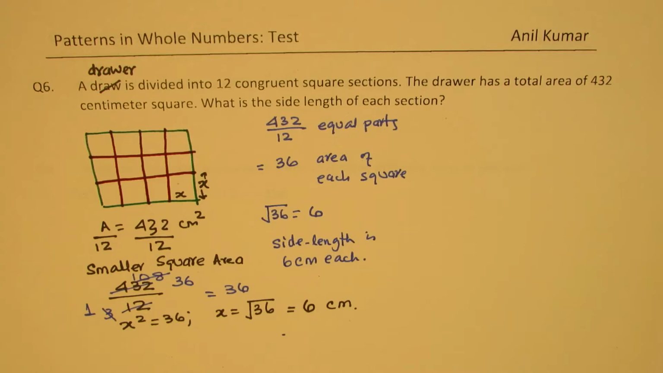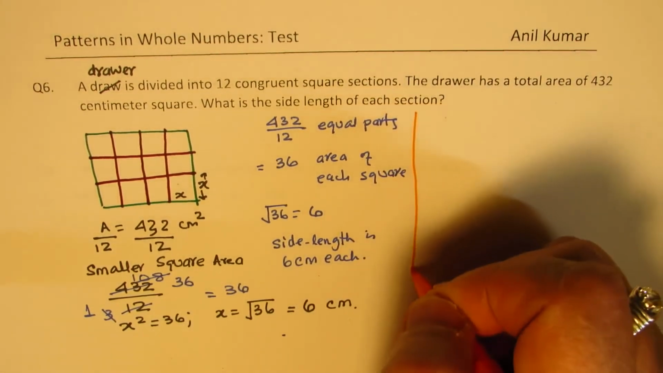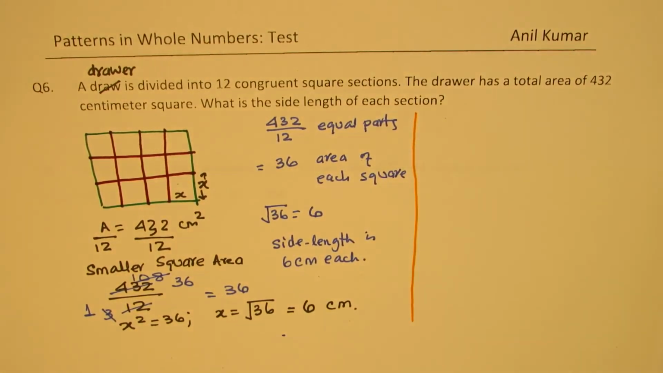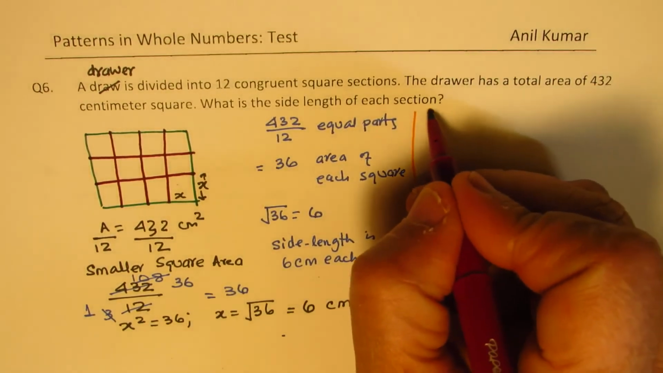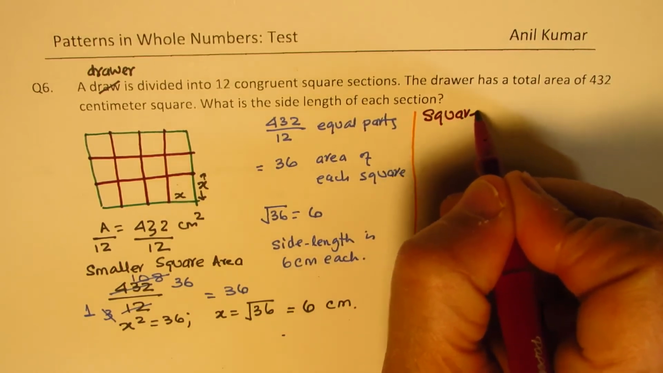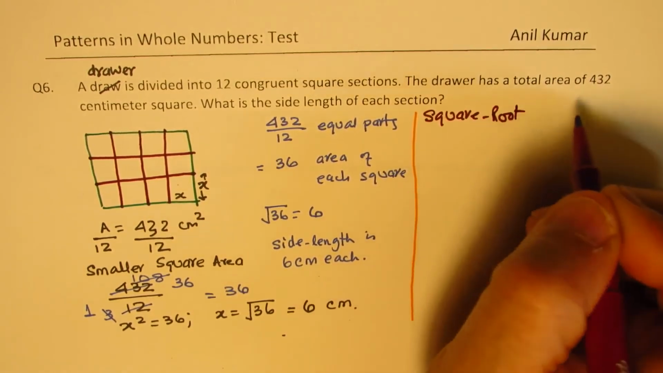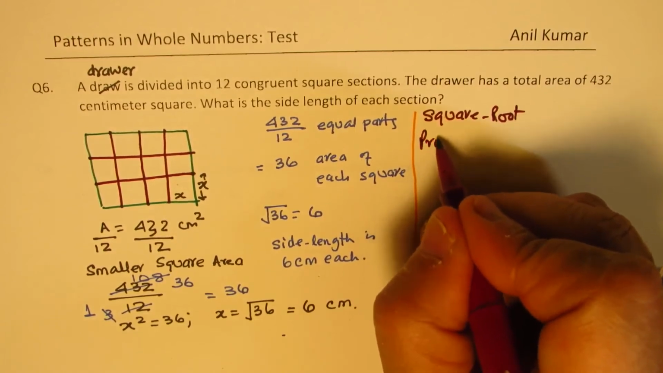So I hope this concept is absolutely clear, right? So it's a very important question. Try to understand it. And that is how you could think about its solution. Now I purposely saved this space and we'll discuss how to find square root with prime factorization.